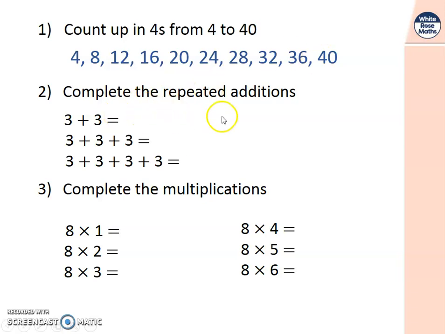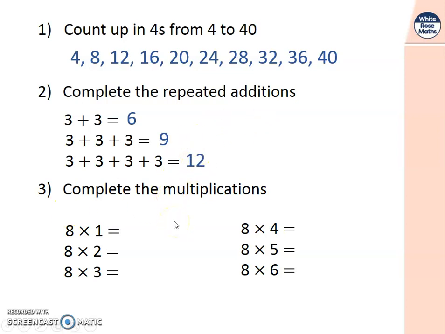Number 2, complete these repeated additions. 3 add 3, 6. 3 add 3 and add 3 more is 9. The same 3 add 3 add 3 and add 3 more is 12.